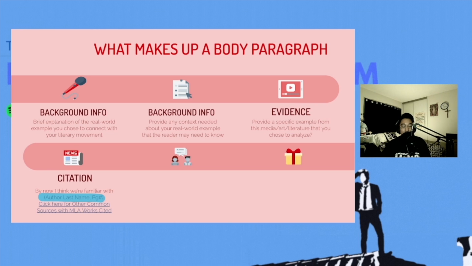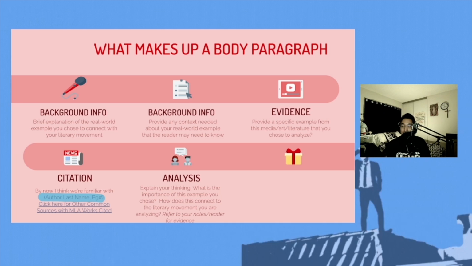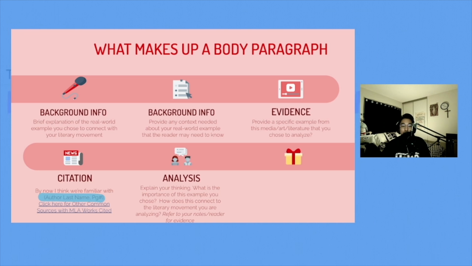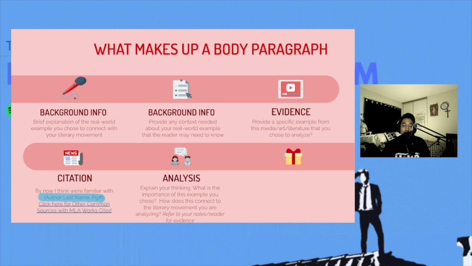After you properly include your citation and make sure you're drawing a reference to your reading or art medium, make sure you analyze. This is where you show your connection between the media, art, literature, and explain your thinking. What is the importance of this example you chose? And how does it connect to the literary movement you're analyzing? And refer to any of the posts or notes that you might have taken or any of the PDF readers to help draw those connections between any of the literary movements and their direct definitions. Then, a concluding sentence. Wrap up your thoughts and transition into the final paragraph. This is a good way for you to summarize what it is you're talking about before you draw your final conclusions to share with the reader.